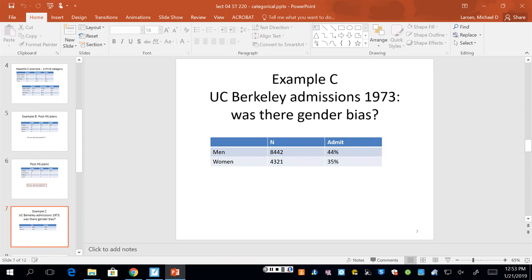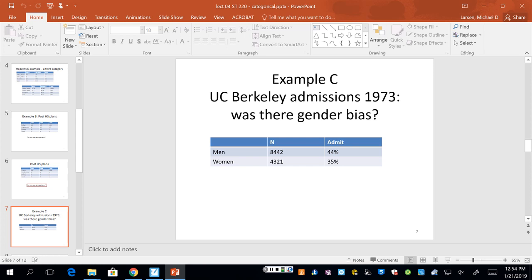So now this was 1973. Rates of application are much more equal across the board, and in some fields certainly higher for women. Within statistics and biostatistics graduate programs, the majority of graduate students in biostatistics has been women for a number of years. And in statistics, it's pretty close as well. But at this time, of these men, 44% of them were admitted. So 44% of the 8,000 some were admitted to graduate school. Among the women, the admission rate was 35%.